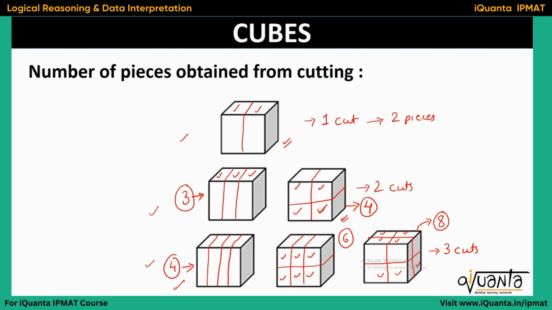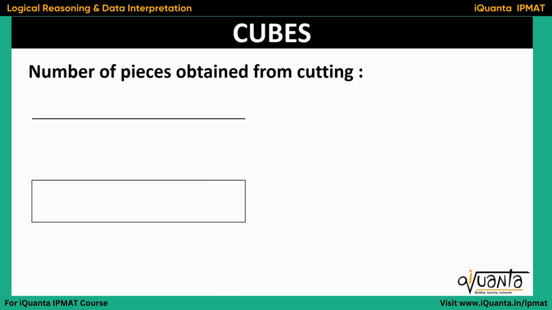Let us move ahead and consider a few more cases. What if we have a one-dimensional figure like a line segment? What will be the number of pieces obtained by cutting a line segment? If you give 1 cut to a line segment, it will give us 2 pieces. If you make 2 cuts, we get 3 pieces. If we make 3 cuts, we get 4 pieces. Similarly, for n cuts, we get n plus 1 pieces from a line segment or a one-dimensional figure.